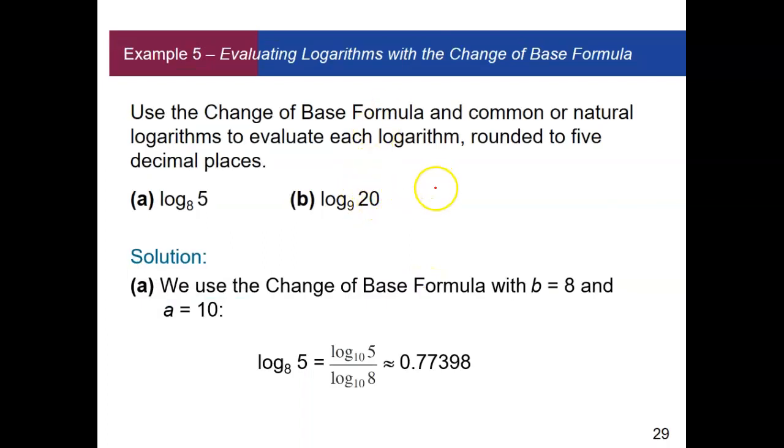Okay, the next one we've got, we would have a common log of 20, and we're going to divide that by a common log of 9. So if we do common log of 20 divided by log of 9, we're going to get 1.36342 if we're doing that to 5 decimal places.